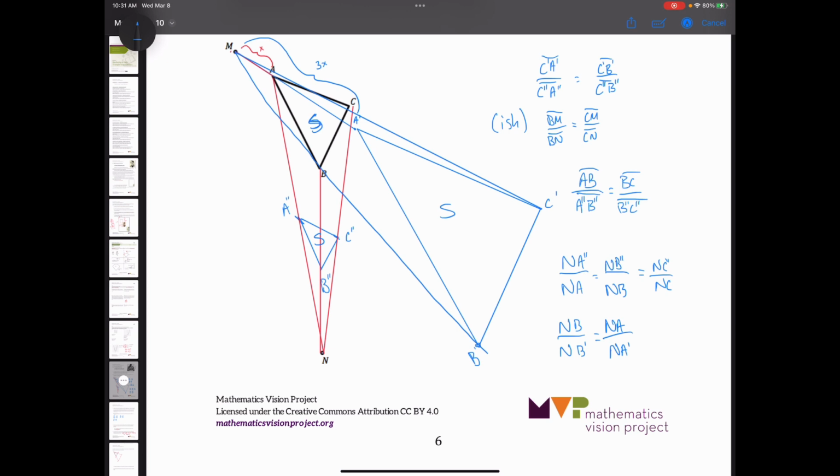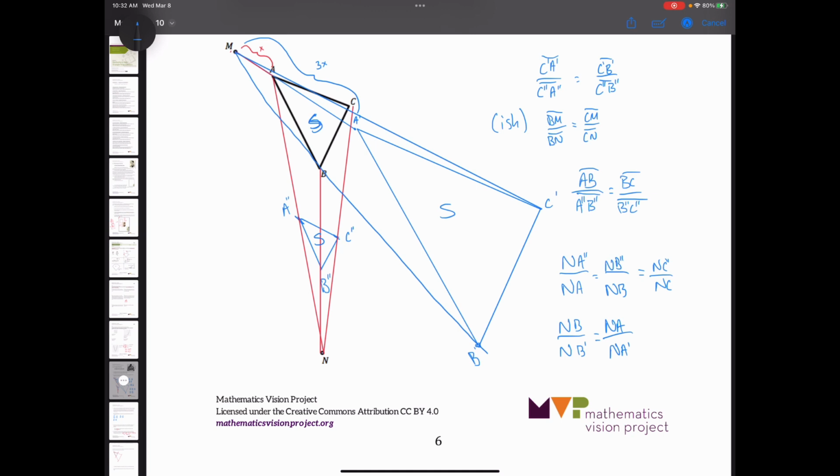Wait, we have 10. Oh, wait, no. Jacob wanted to share one more. Okay, let's see. Segment NB prime over segment NB, and then NC prime over NC. Yep. And then there was also B prime, C prime over B double prime, C double prime, and B prime, A prime over B double prime, A double prime. Yes.